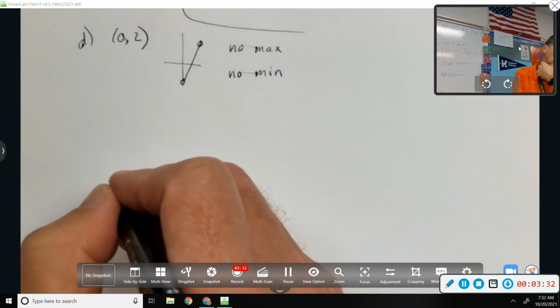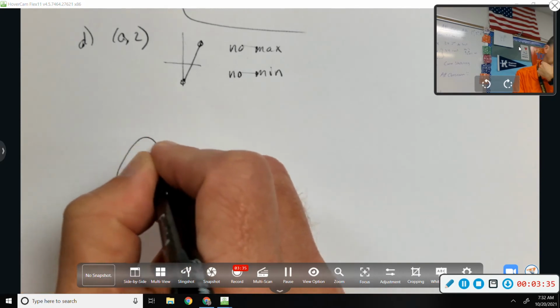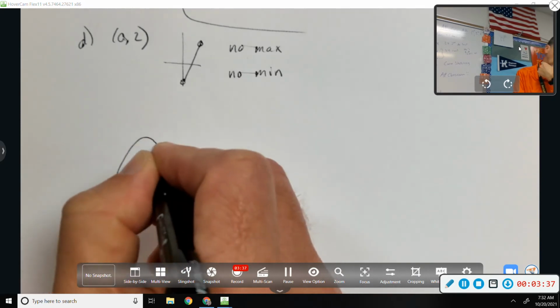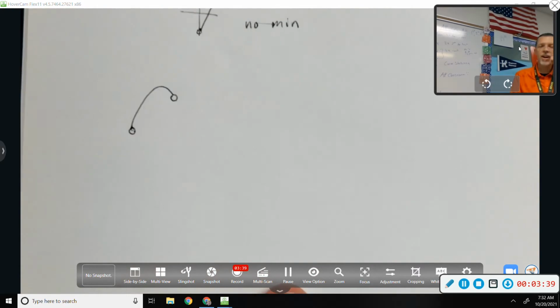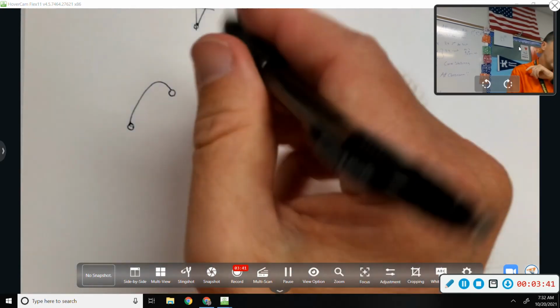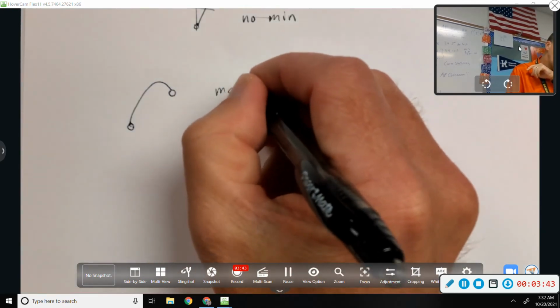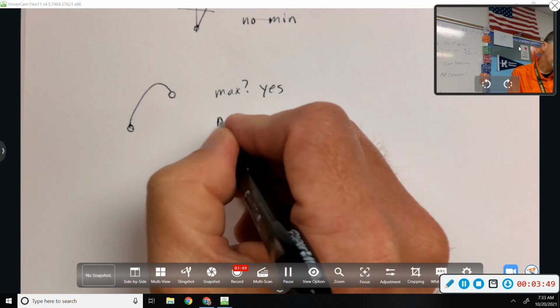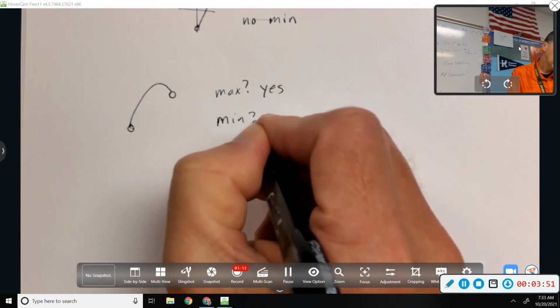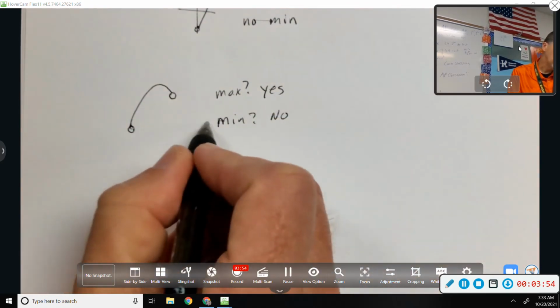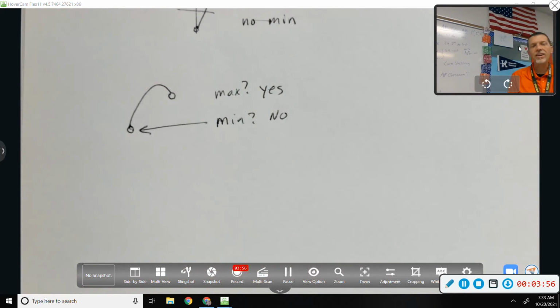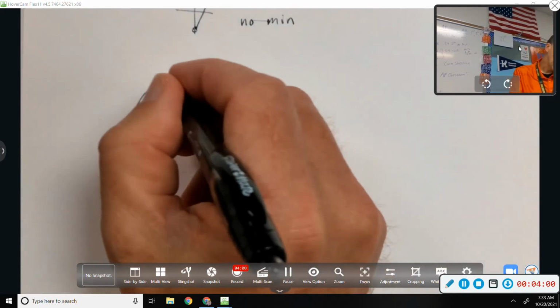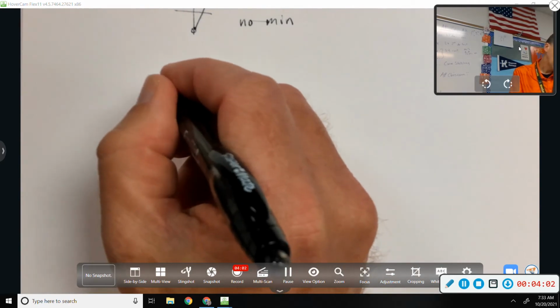Does that graph have a max? So we'll just say yes without coordinates or an x or an equation. We don't know what it is, but it does have a max. Does it have a min? No, because the min would be there, but it's not there, right? Because it doesn't ever really get there. The max is whatever that point is.